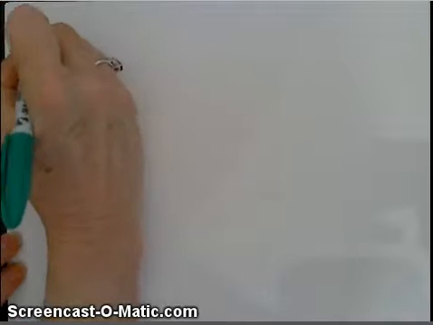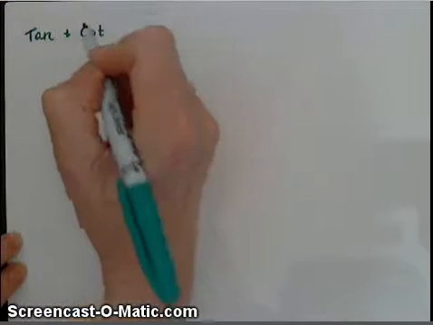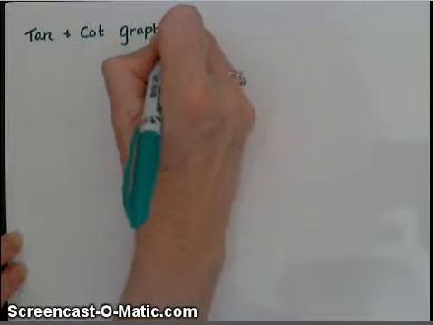Okay, we're ready to finish this graphing unit up now. Let's look at two graphs that are probably the hardest of the ones that we're going to look at. These are the graphs of tangent and cotangent. And before we graph, actually, I want to do a little review with you.